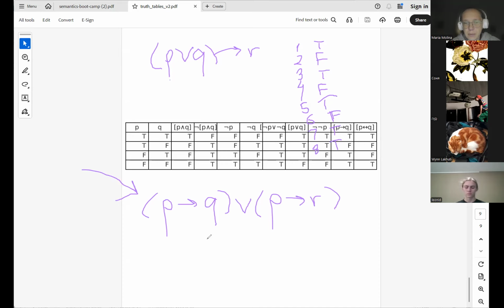Okay, now let's take the first line. First line gives us P is true, Q is true, R is true. What do we get for the whole expression?